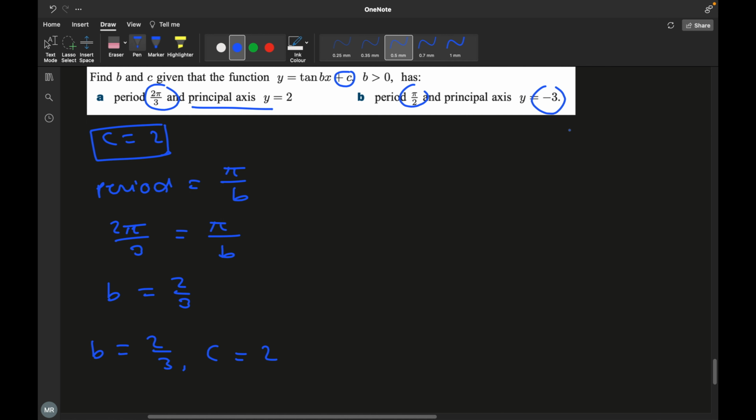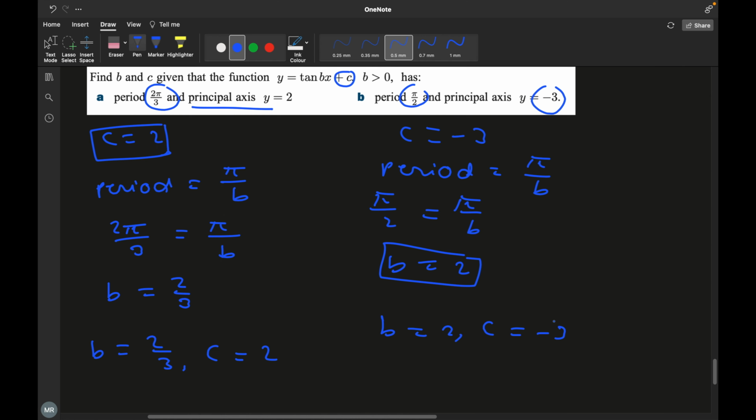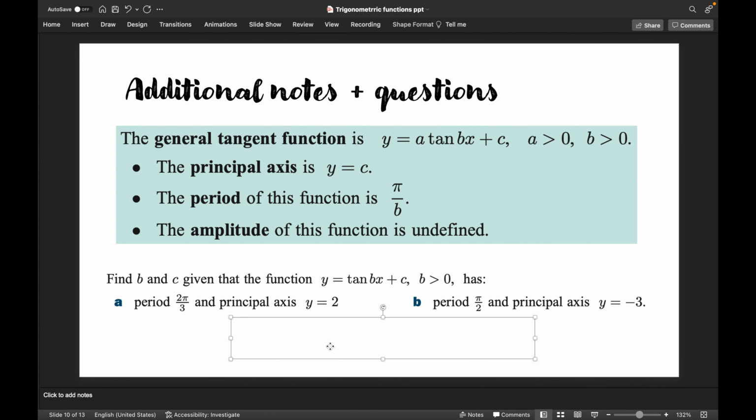Let's do the same thing for this. c would be minus 3 and the period is pi by b, and the period is pi by 2 in this case. So therefore b is 2. b is 2, c is minus 3. That's what we also got.